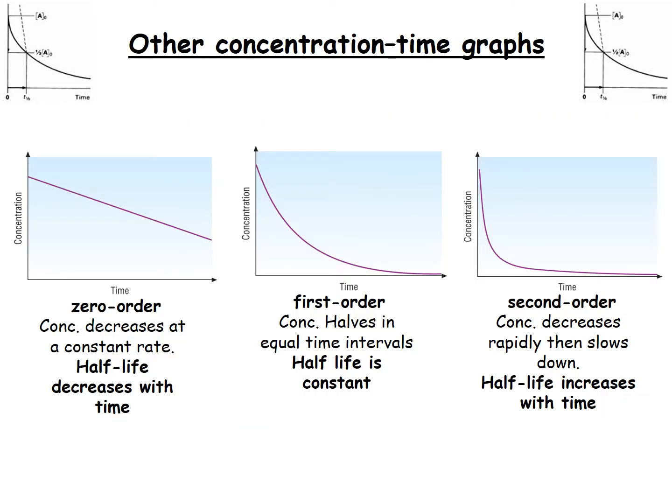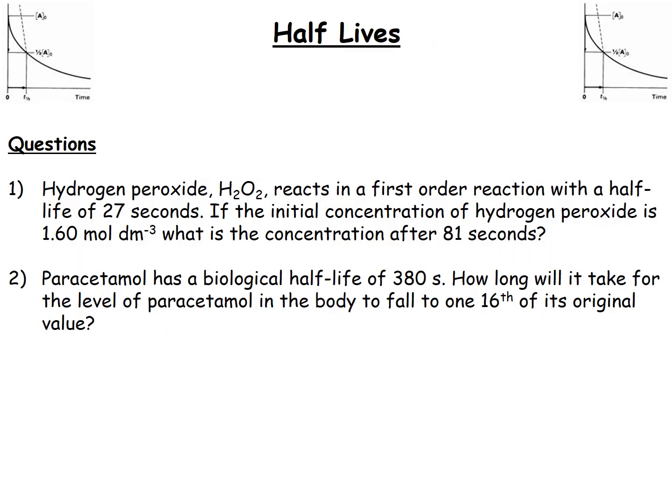The shape of the graphs is really important as well. So zero order, the concentration decreases at a constant rate. Half-life decreases over time. For first order, they are constant, and then for second order, it's much more rapid. So actually, the shape of the graph can quite often give you the answer to the half-lives. Here's a couple of questions. Have a go at them. Pause this video because I'm going to pop the answers up in a second.